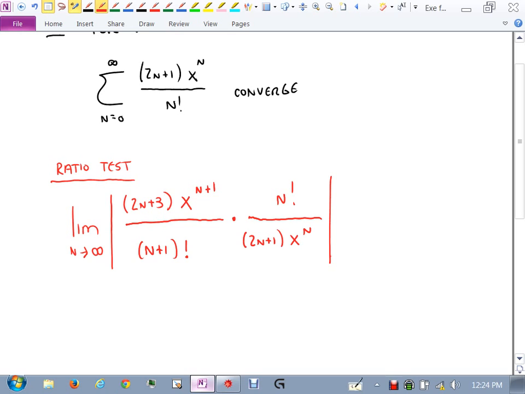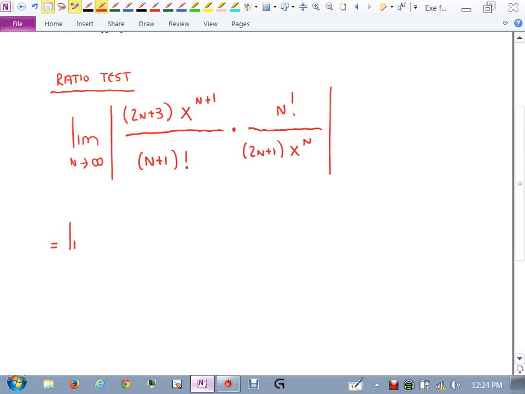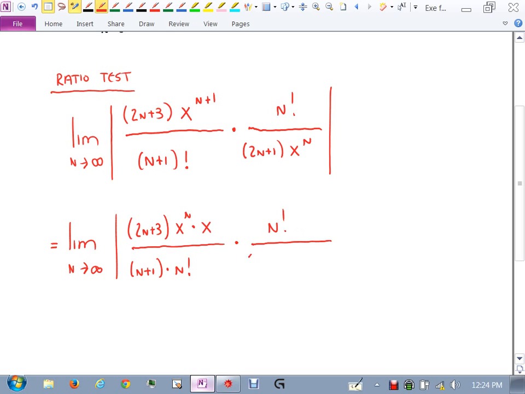Now, just as before, we can start messing with things. The n plus 1 on the x can be split apart, right? The n plus 1 factorial can be split apart. So I'll do that on my next step. How do I rewrite the n plus 1 factorial? N plus 1, and then times n factorial. Then over here, n factorial, and then 2n plus 1 times x to the n.